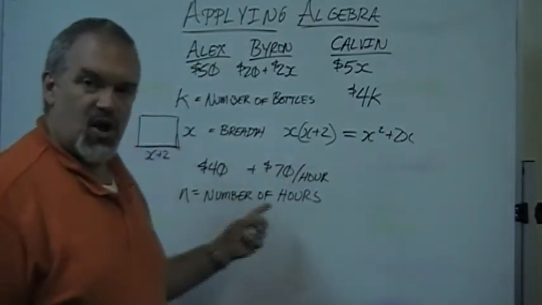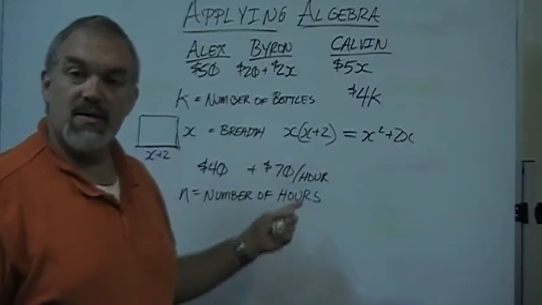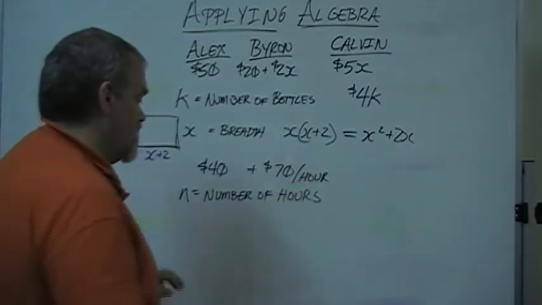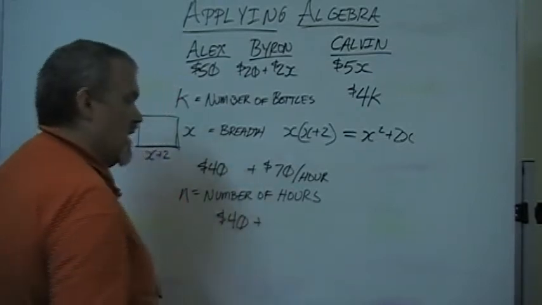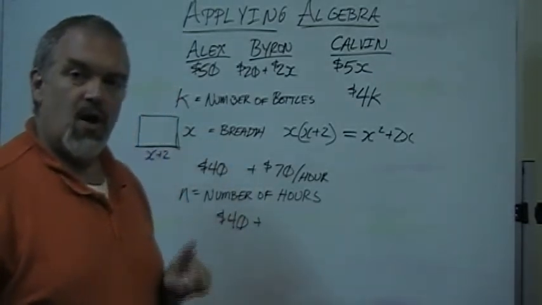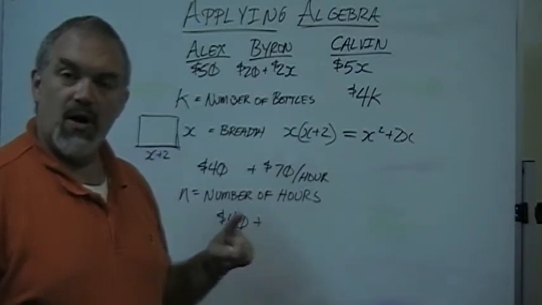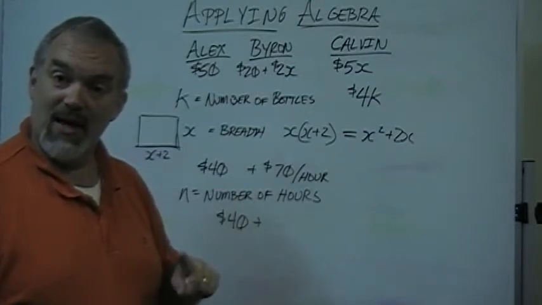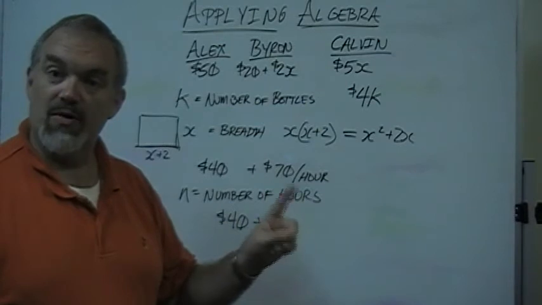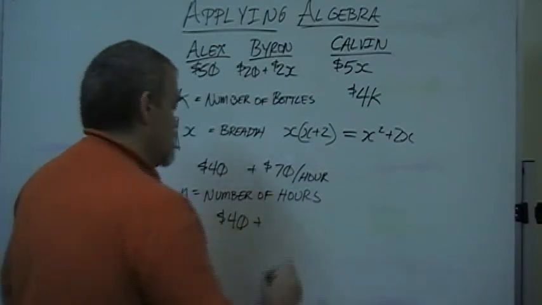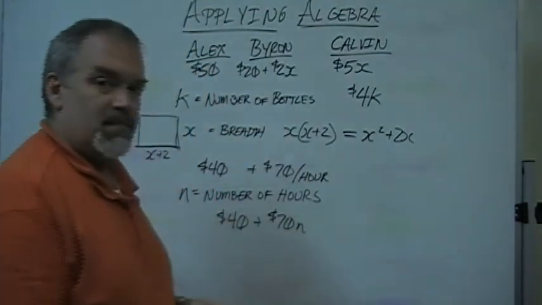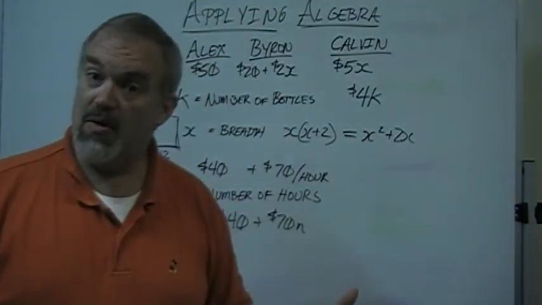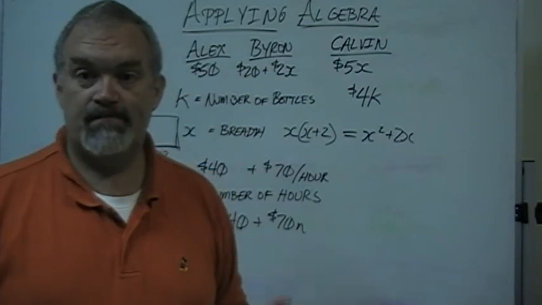How do we express the cost that it's going to cost us to hire our plumber? Well, it's going to cost $40 just for him to show up, plus what? It's going to cost $70 for each hour. And we're going to do it for N hours, so we want 70 times the number of hours, or 70 times N. That gives me $70 times N, or 70N. That's how we do applying algebra problems. That's all.